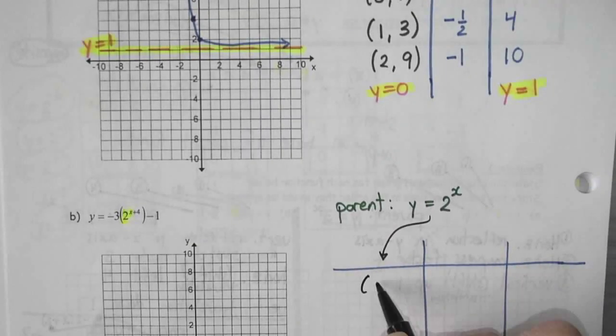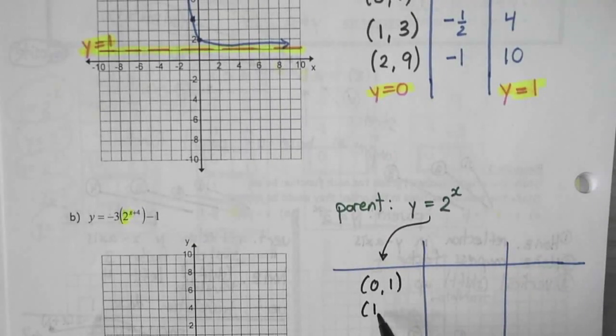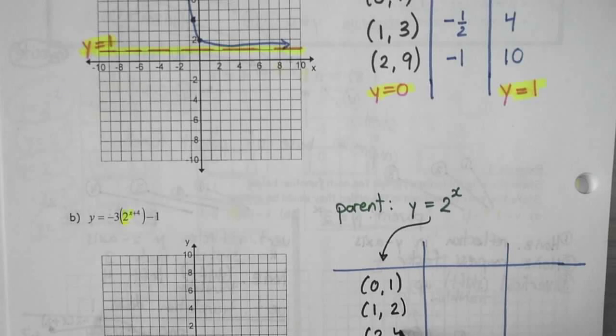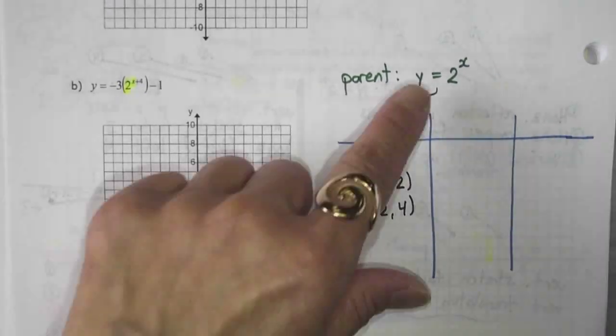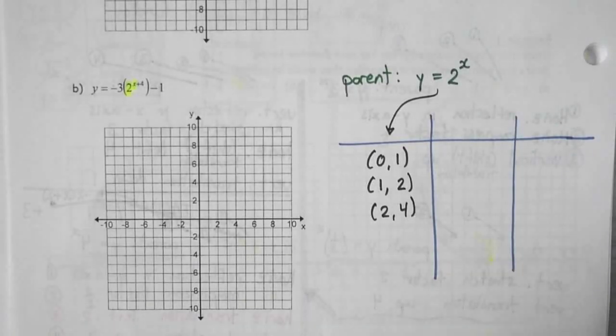So I already know my points. It'll be 0, 1. At 1, it's going to be exponent 1, 2. And exponent 2, it's 4. Right? So we already know the points. Okay? So that parent function is done. The 2 to the x is gone.